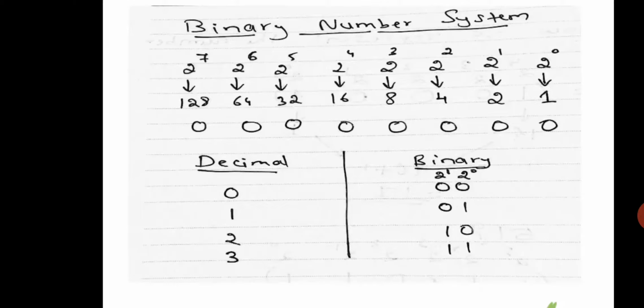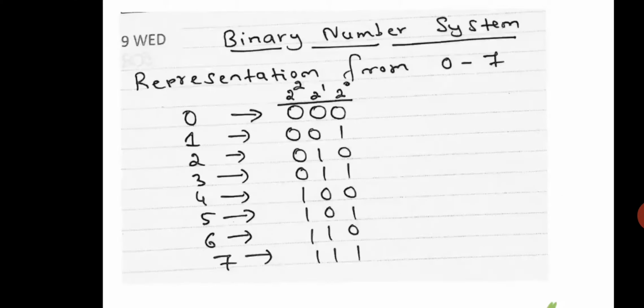So here, to represent 0, 1, 2, 3, I have taken only 2 bits or 2 positions. But in the same example, if I want to represent numbers ranging from 0 to 7, then I need 3 bits. Why do I need 3 bits? Because only 0 to 3 can be represented using 2 bits. If you want to represent number 4, you obviously need 3 bits.